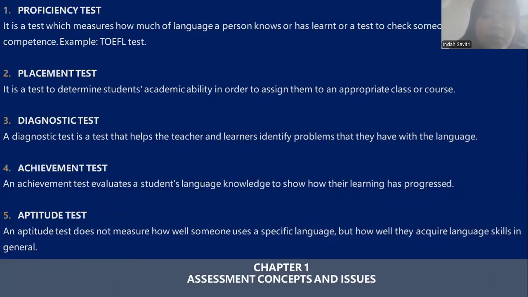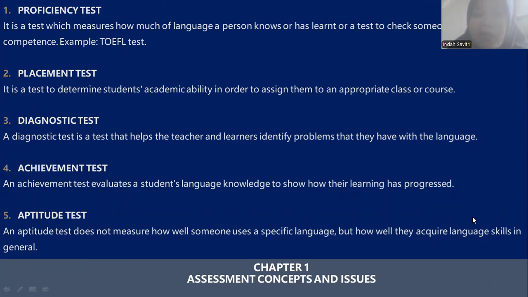The next one, we talk about types of tests. The first one, we have proficiency test. It is a test which measures how much of a language a person knows or has learned, or a test to check someone's language competence. For example, TOEFL test.